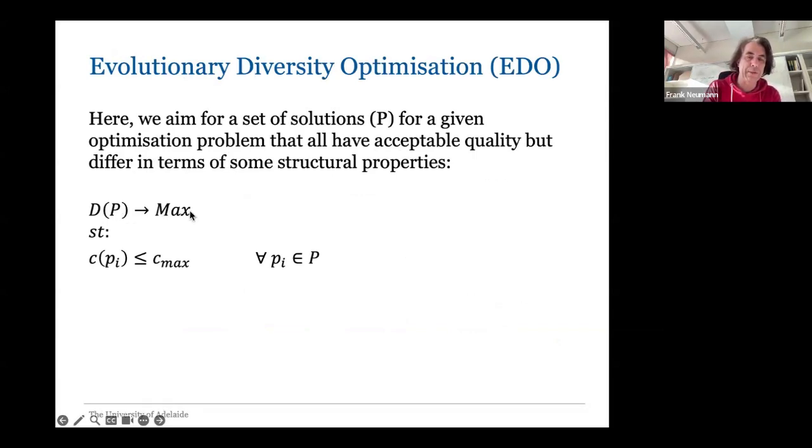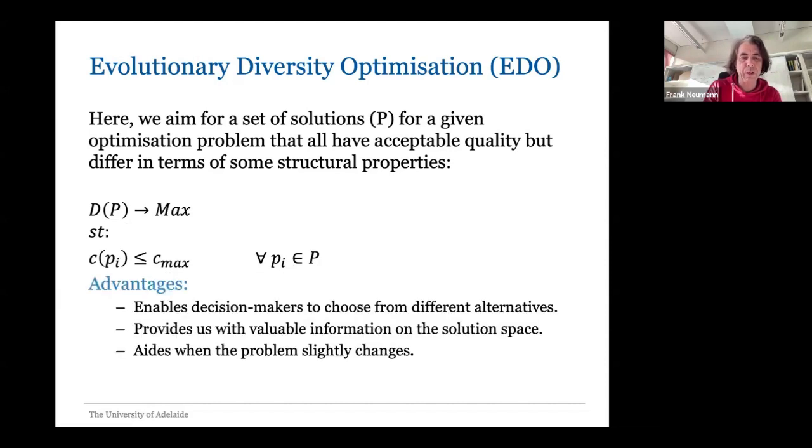So you would like to maximize the diversity under the constraint that all individuals in your population meet a certain quality criterion. Here you can think of the cost of each individual in the population being not more than a given value Cmax. Okay. And this would then give you a set of solutions that are all good and somehow have this maximal diversity. So that would enable decision makers to choose from different alternatives and also provide some valuable information on the solution space, and might aid you when the problem slightly changes.